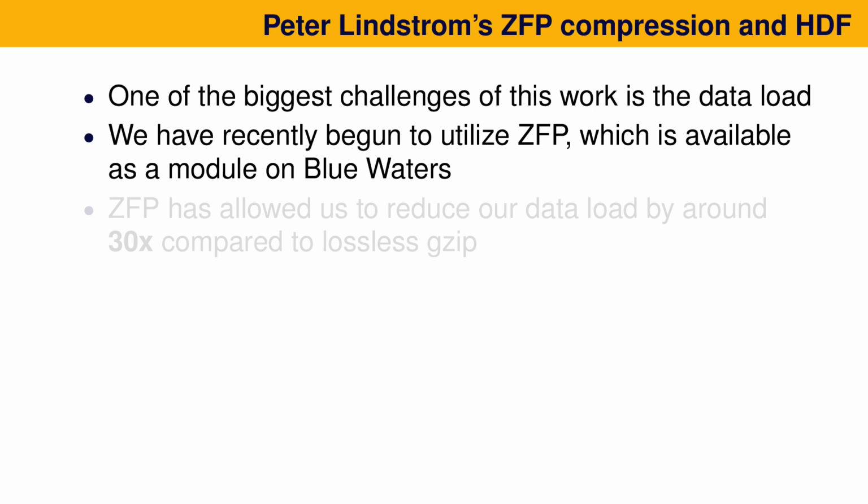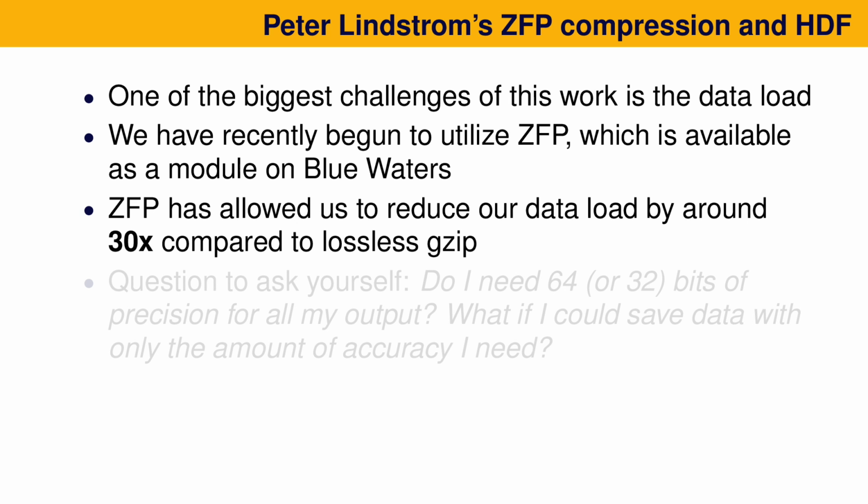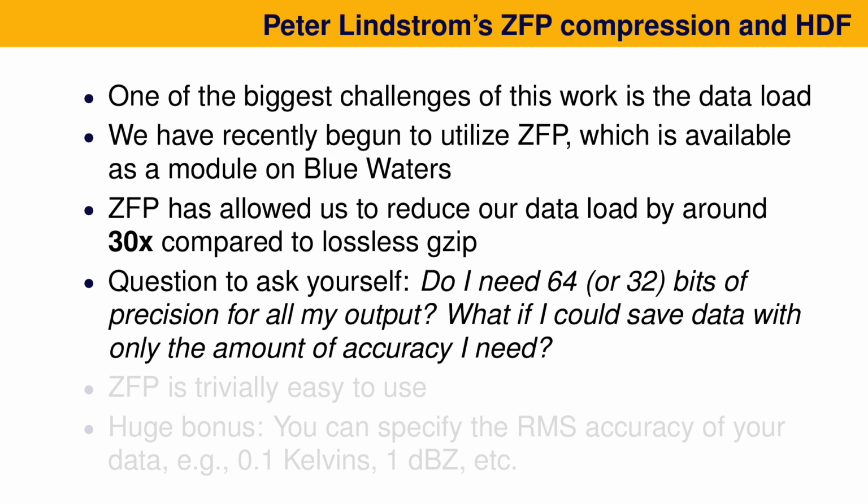In fact, all the stuff I've showed you so far was compressed with this technique. It's allowed us to reduce our data load by around 30 times, a factor of 30. That's a big factor from lossless gzip, which is what we were using before with HDF. So the question I asked myself, and you may ask yourself as well, if you're doing double precision, do you really need all 64 bits of precision for your output, or even 32? Or what if you could save data by specifying the amount of accuracy you really need? And that's what ZFP lets you do.